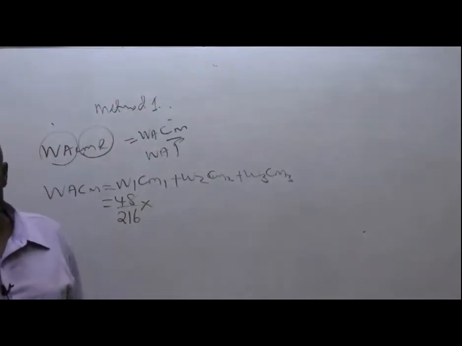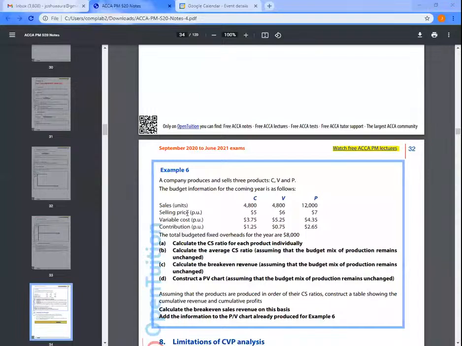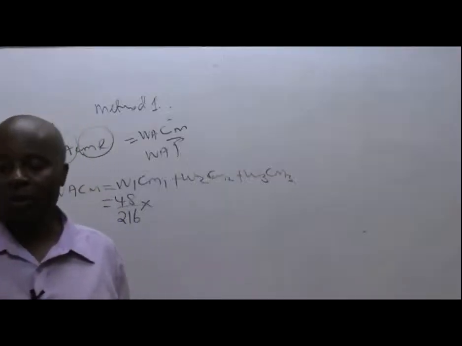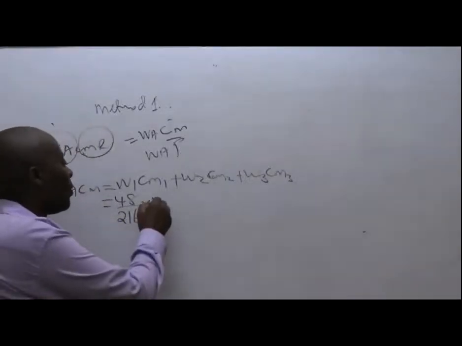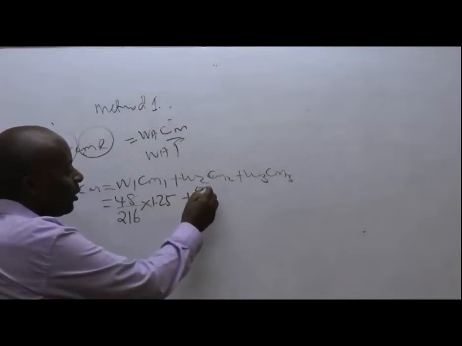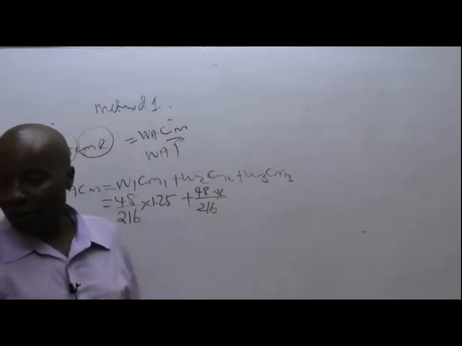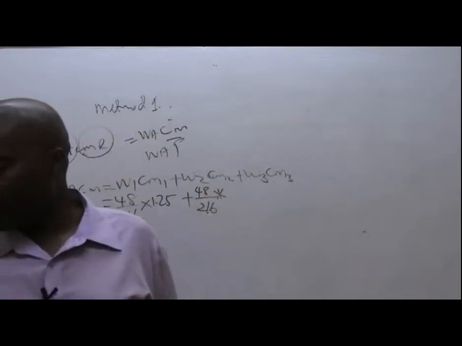Contribution margin 1 has been given. It's here. It's 1.25. Contribution margin 1 is 1.25. The second weight again is 48. 48 over 216 times contribution margin 2. Are you able to see the contribution margin 2 really?